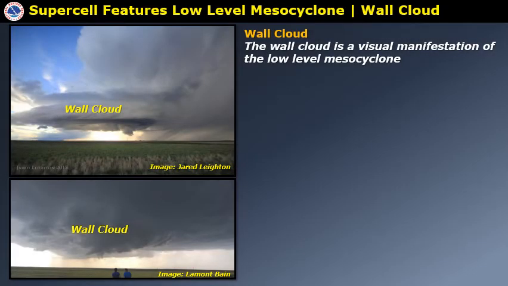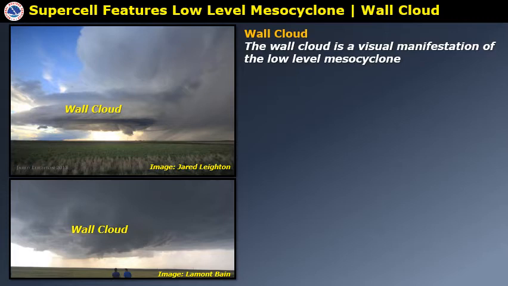Now, in the next few slides, we will walk through a radar presentation and spotter observations of tornadogenesis. Before we dive into some additional radar data and storm photography, let's review a couple of important low-level mesocyclone features. The first is the wall cloud.